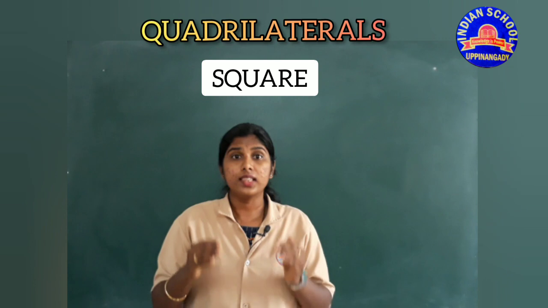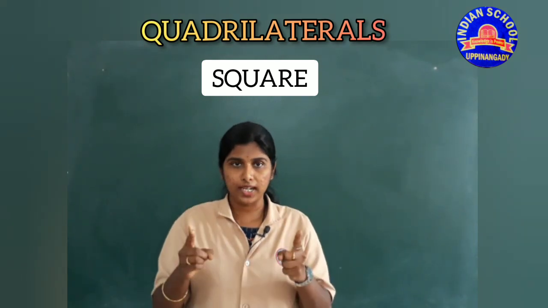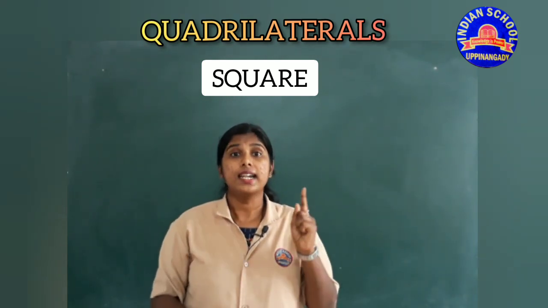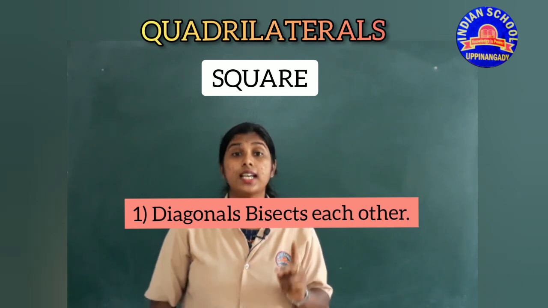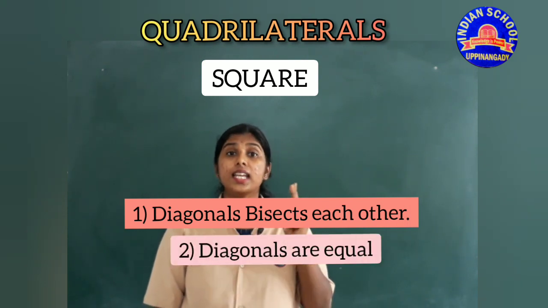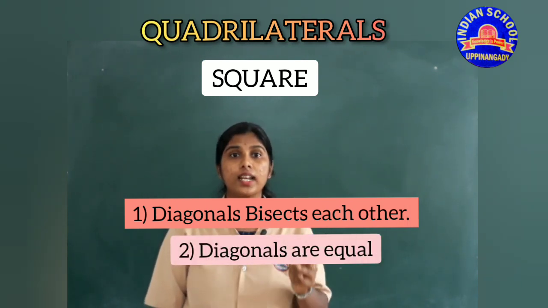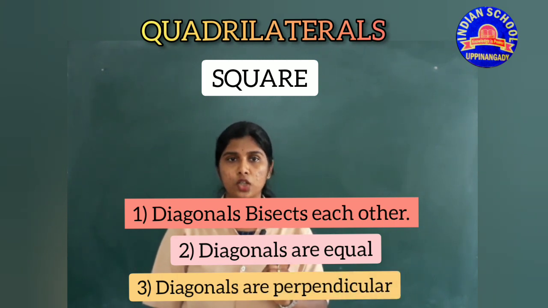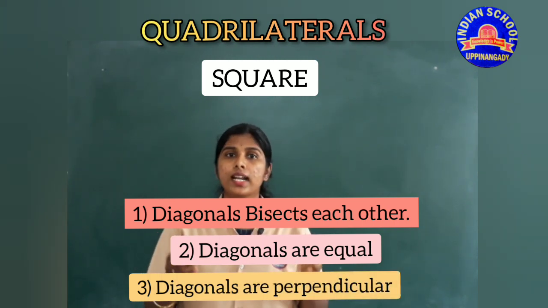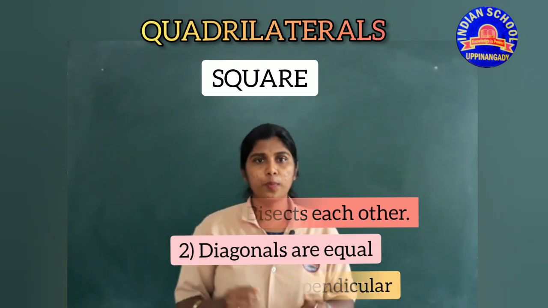Let us recall the properties of square again. The first property, diagonals bisect each other. Second one, diagonals are equal in length. And third one, diagonals are perpendicular. So, these are about square and its properties.